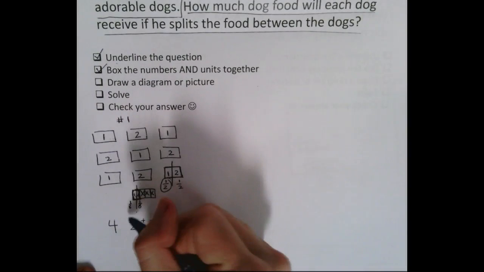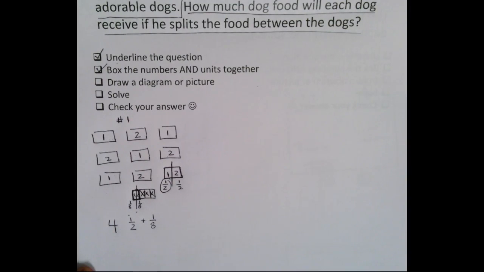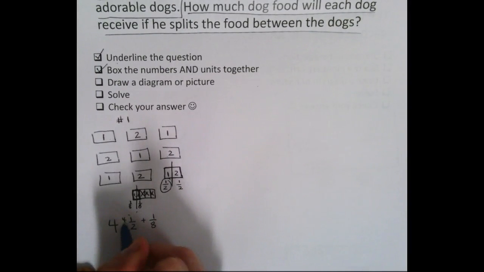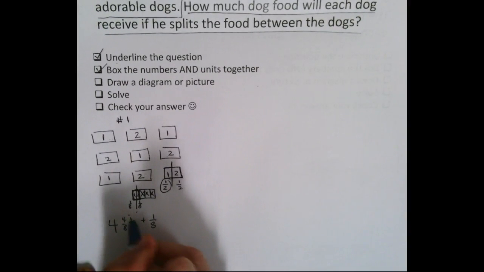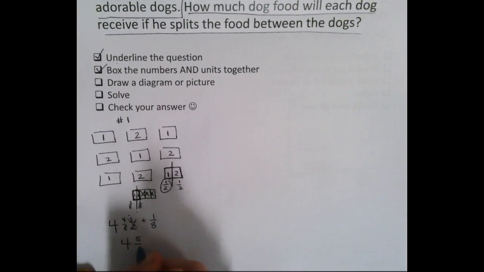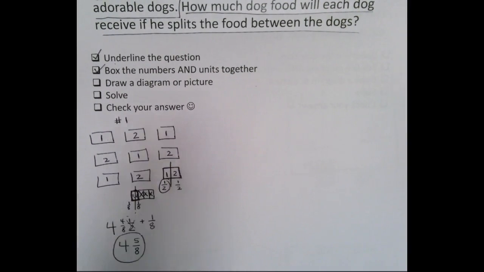If I add that up, 1/2, I want to make it equivalent with the same denominator. So I want to say 1/2 and 1/8. We could say 4/8. All I did was make an equivalent fraction, plus 1/8. This would be 4 5/8 of a pound for each dog. That's my answer there. Let's go back and check it out.